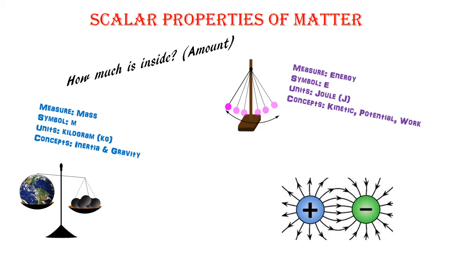Charge is the third property of matter that we're looking at. And so the measure is charge. The symbol we use for charge is Q. And the unit is a coulomb. That's the unit of measure for a charge. And the concept has to do with electricity.